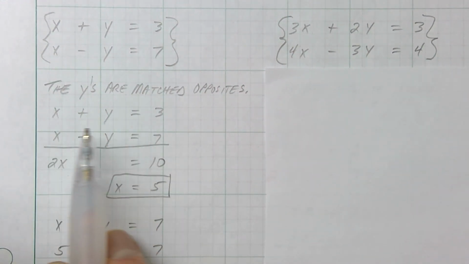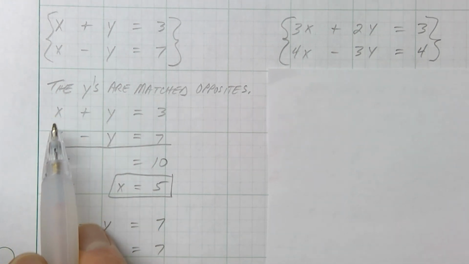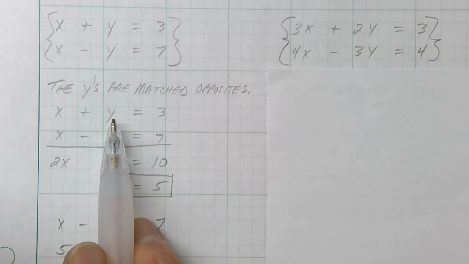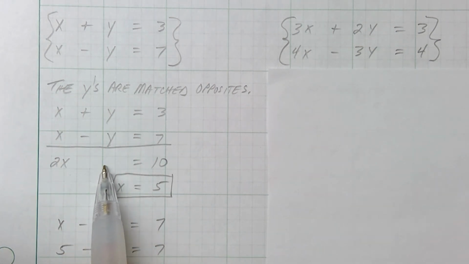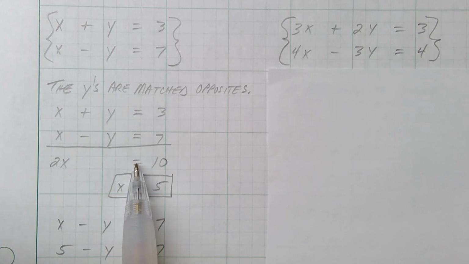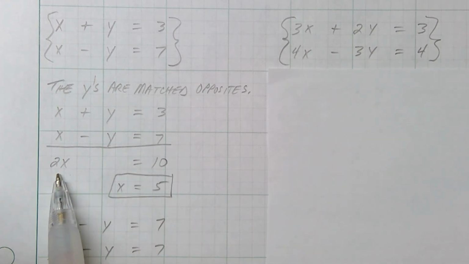All I have to do is just add them. So here's my system written without the brackets. When I add them, just add them vertically, up and down. X plus x is 2x. Y minus y is 0. I'm not going to write a 0 there. I'll just leave it blank. And 3 plus 7 is 10. So I have a new equation that doesn't have any y's. I eliminated the y's.